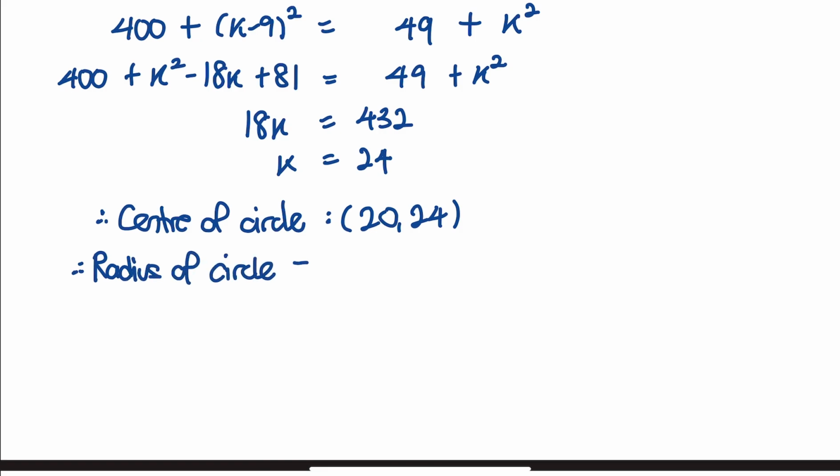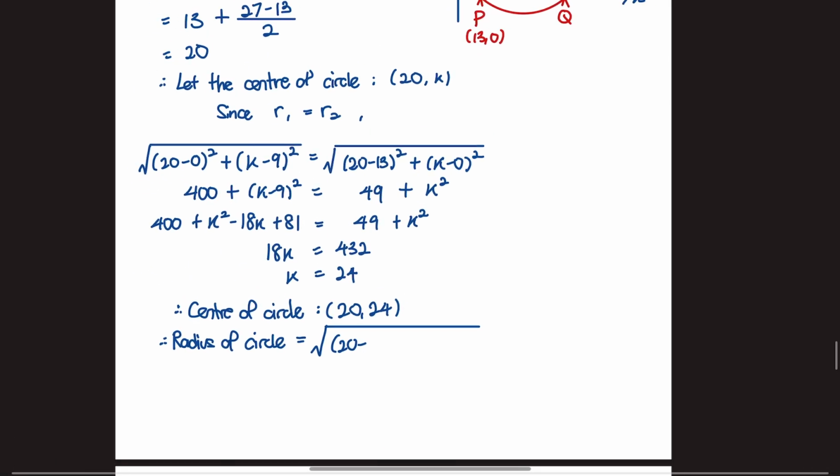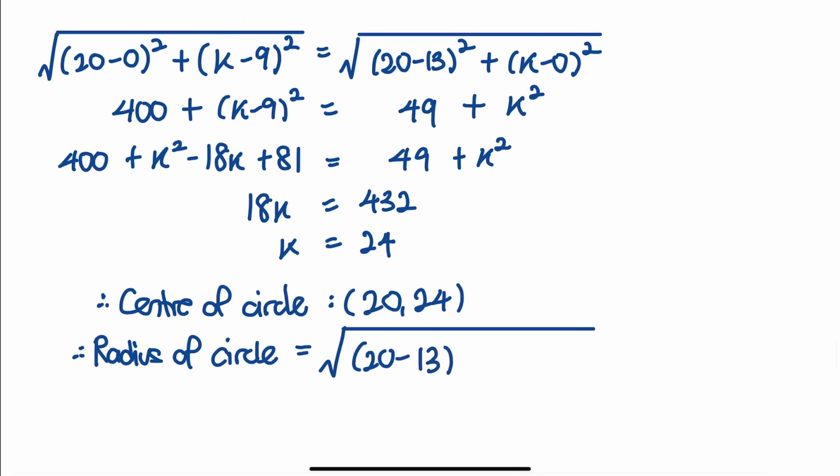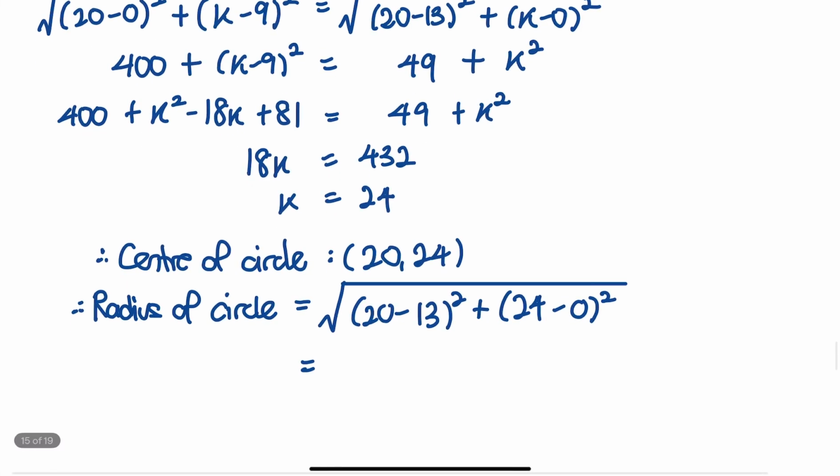is simply equals to square root of, by the distance formula, square root of 20 minus, let's take 1 point, let's say I take point P, okay? 20 minus 13 square plus 24 minus 0 square. Okay, therefore from here, the radius of the circle is simply, if you use a calculator to calculate, 49 plus 24 square, square root of this, press the calculator, you should get 25.